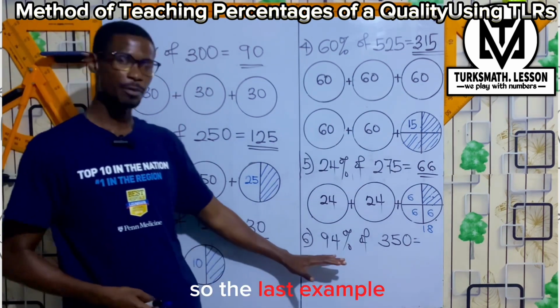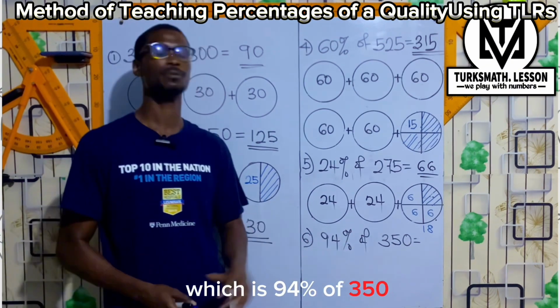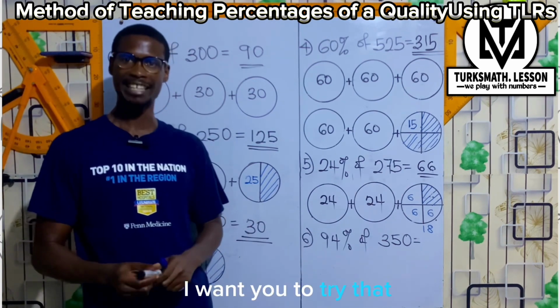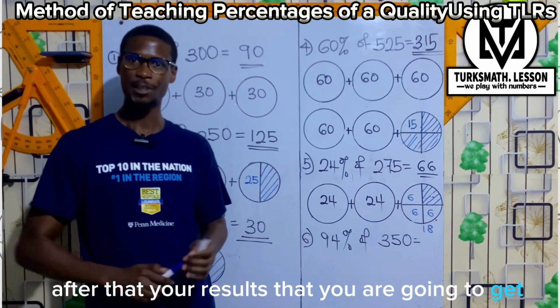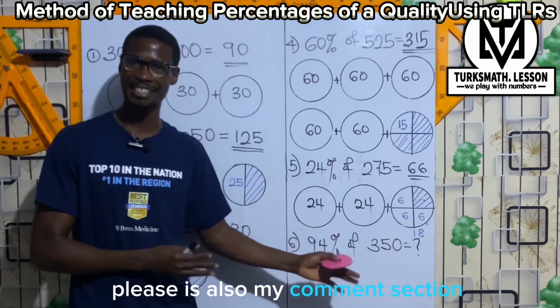So the last example, which is 94% of 350, I want you to try that. After that, please put the result that you get in the comment section.